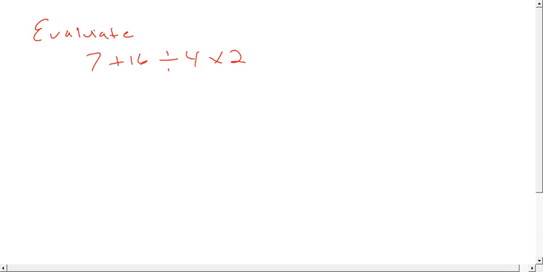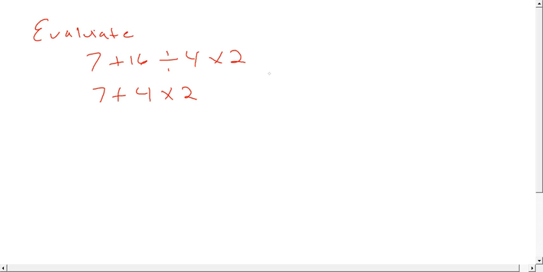Now let's keep in mind what we had talked about in the previous video, that when we evaluate expressions, we look for grouping symbols. Here we don't have any grouping symbols, and from there we multiply and divide from left to right, and then add and subtract from left to right. So in this case, we see 16 divided by 4. So this will be the first operation that we will do. And dividing 16 by 4 will give us 7 plus 4 times 2.